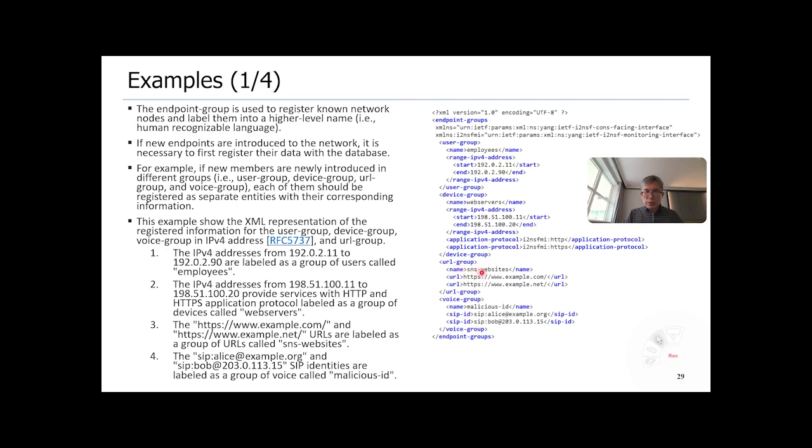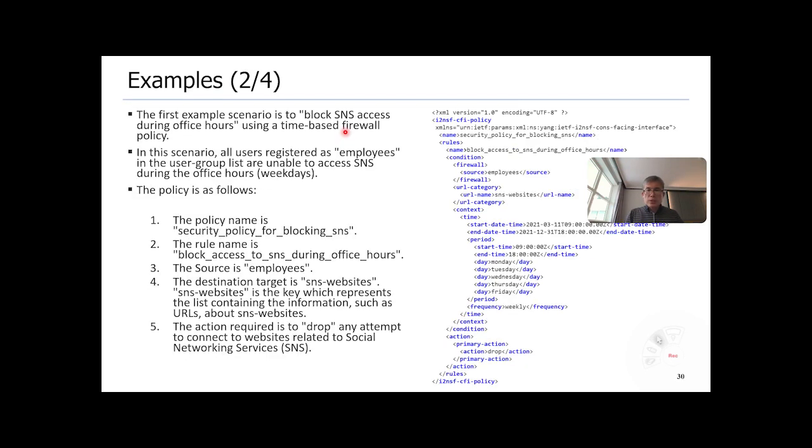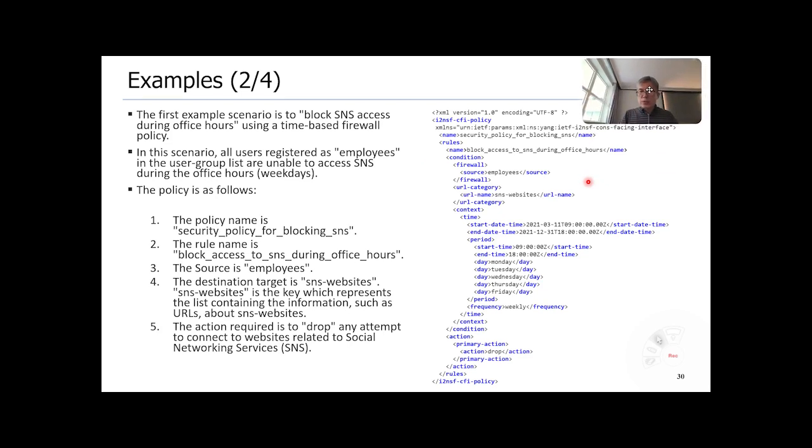In the URL group case, for social networking service sites, these two URLs are for this SNS website keyword. And in the voice group case, for malicious IDs, we have two IDs, SIP Alice and SIP Bob. Those are registered into the NSF database for security translation, from high-level security policy into low-level security policy.